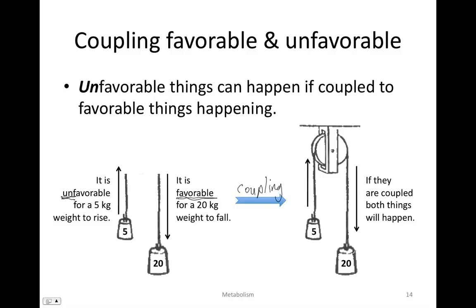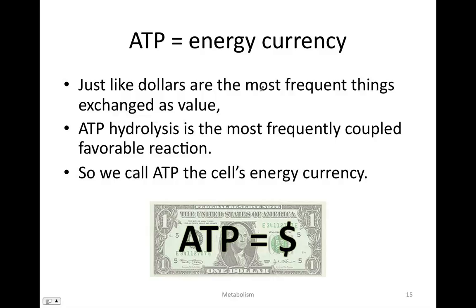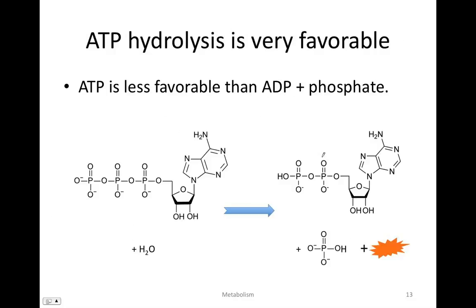Could we lift a 20 kilogram weight by dropping a 5 kilogram weight? Of course not, because we only get a certain amount of energy after dropping a 5 kilogram weight, and it's not enough energy to lift a 20 kilogram one. But if we drop something heavier, then it can lift something lighter. If we do a favorable thing, as long as it's more favorable, then we can get an unfavorable thing to happen as well. Now, ATP is the most frequently coupled favorable ATP hydrolysis that we saw back here.